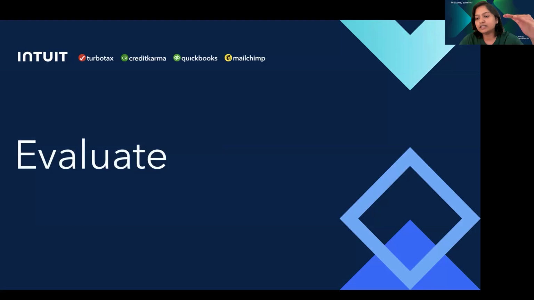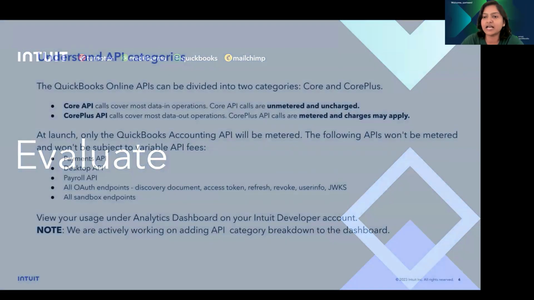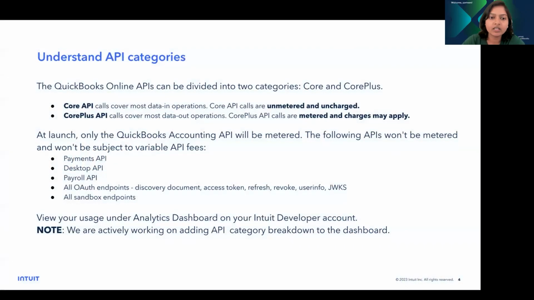Now, we believe there are different phases to this API optimization, so we divided it into different phases. In the first phase, we would request you to evaluate your application and business process based on how the APIs are being categorized as part of the App Partner Program. As you might be already aware, but let's have a short recap. As part of the App Partner Program, there are two main categories of APIs, what we call core and core plus. Core APIs are specifically most data in or write operations that you do into QuickBooks.